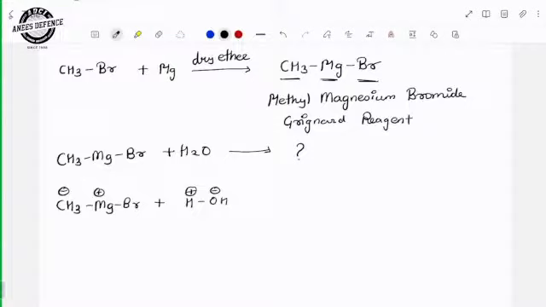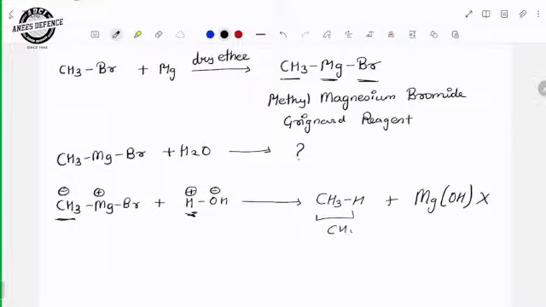Now you just have to rearrange these reactants. So what will you do? The positive part of this water will get attached to the negative part. Oppositely charged species will get attached. So what would be my resultant product? This positive H will get attached to this CH3 part, so this will become CH3-H, that is CH4. And this negative OH will get attached to this MgBr, that is positive, so this will become Mg(OH)Br. So what is this CH3-H? It is nothing but methane.